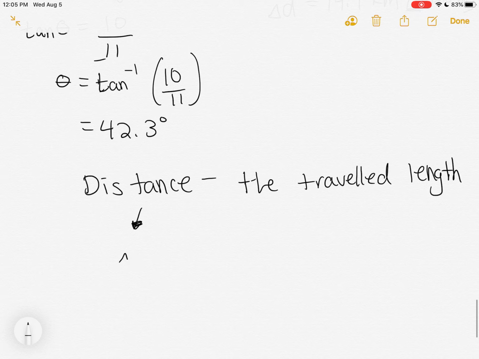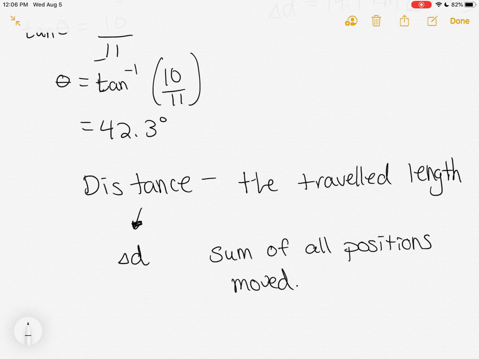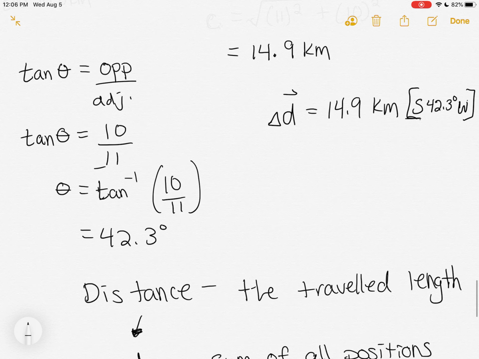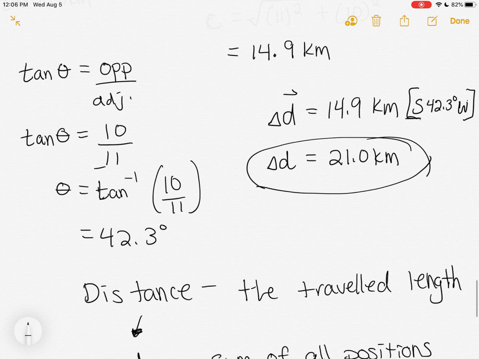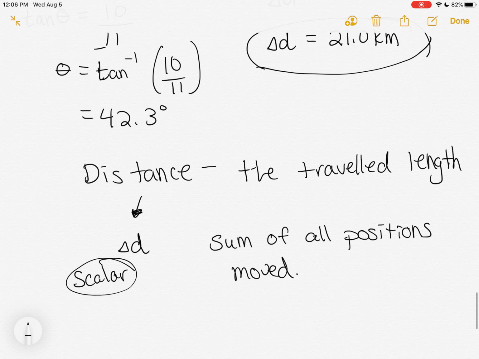And so that would have been our distance. Distance is just delta d with no vector. It's just the sum of all positions moved. So in our previous problem, the distance would have been 21.0 kilometers. Distance is a scalar. It has no direction. Distance is the actual distance traveled. So whatever you actually walk or whatever the car drives, that's distance. And displacement is the difference between the start and the finish. Distance is the actual path that we take.